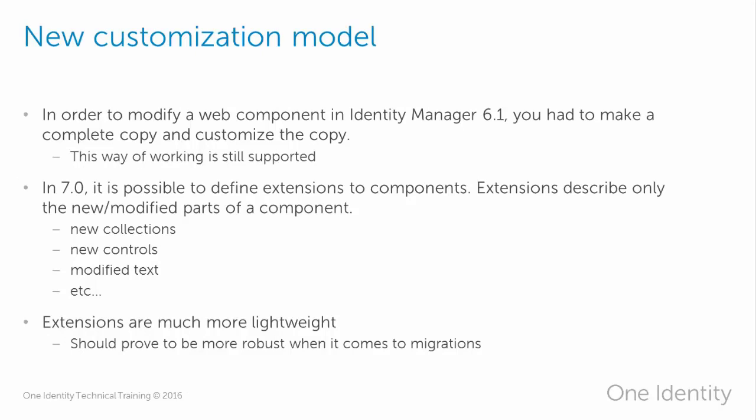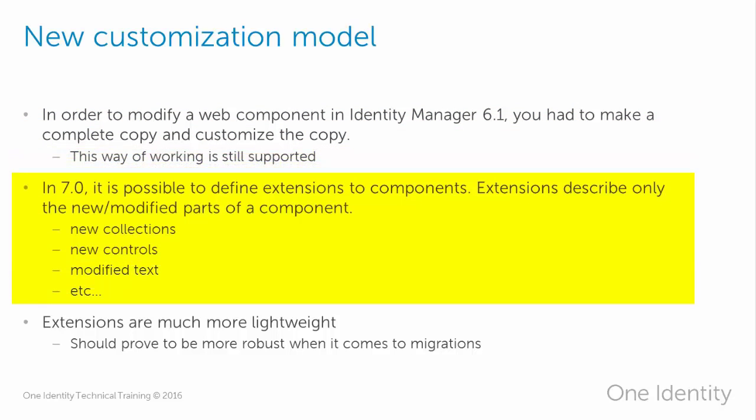This is the second big change that we made in the Web Designer architecture. If you think back of 6.1, if you needed to modify a component in version 6.1, the only way to do that was basically to make a complete copy of an object and then work from the copy and customize that copy, which had the drawback that you had the entire component code in your ownership, so to speak, so it would never be changed in the migration. And this way of working is still supported, so you can still make object copies and work from them and do it the old way, so to speak.